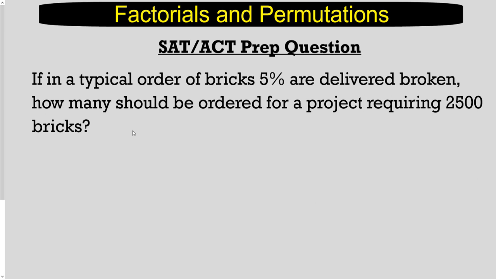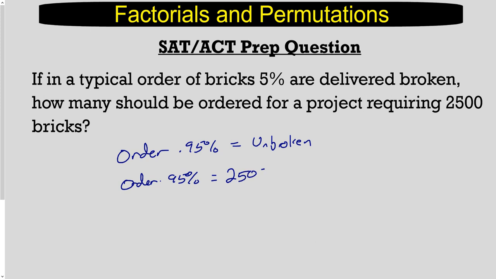Okay, so here's what we know. Whatever the order is, 5% of those show up broken, which means 95% show up unbroken. So if I know that my order times 95% needs to be 2,500 bricks, how do I find just the order?